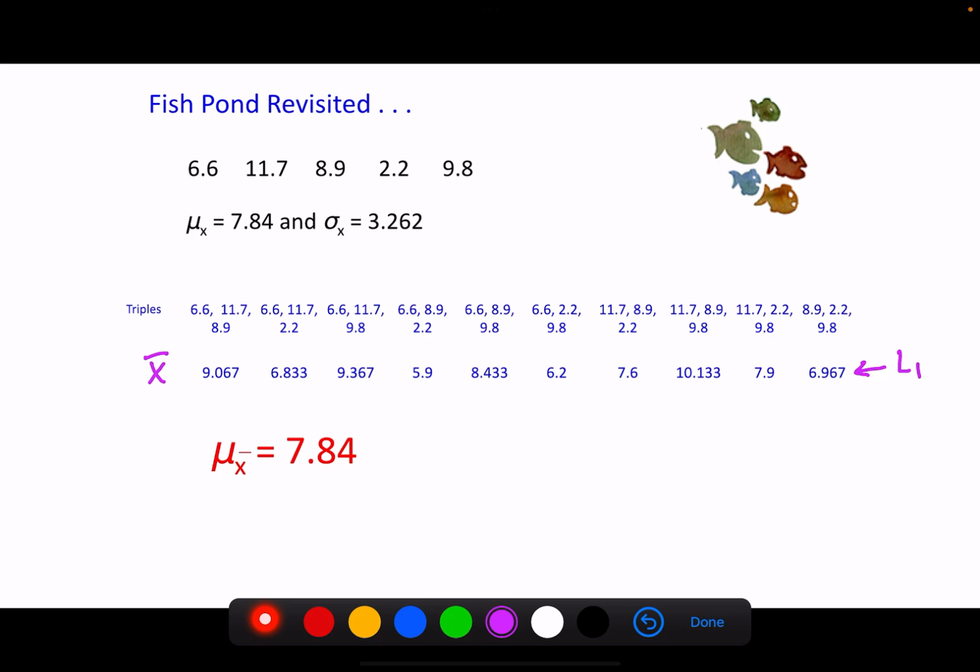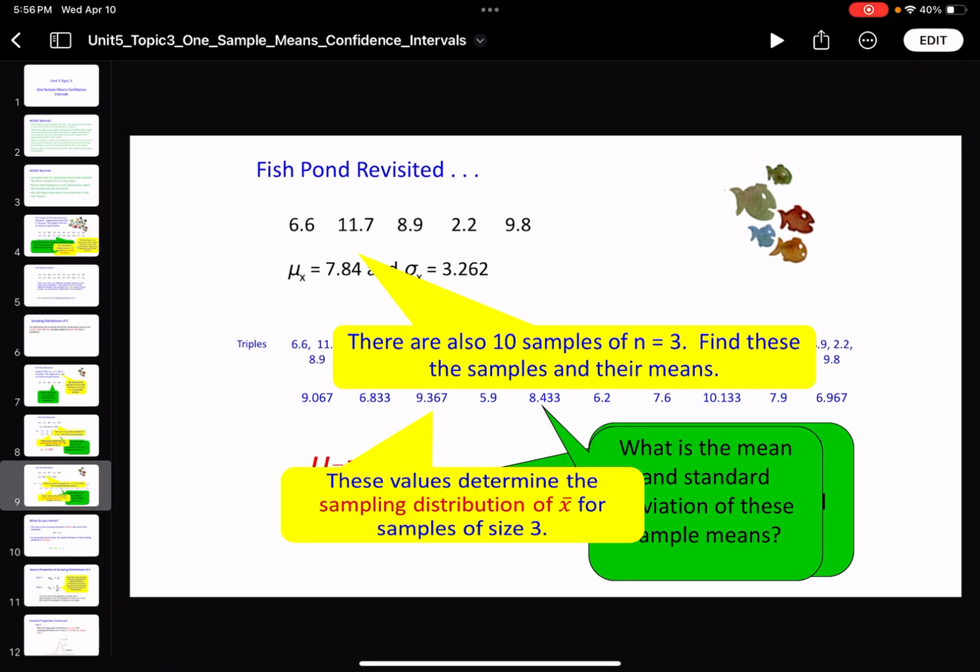And calculate, hold on, we got a small hiccup here. Let's try this again.